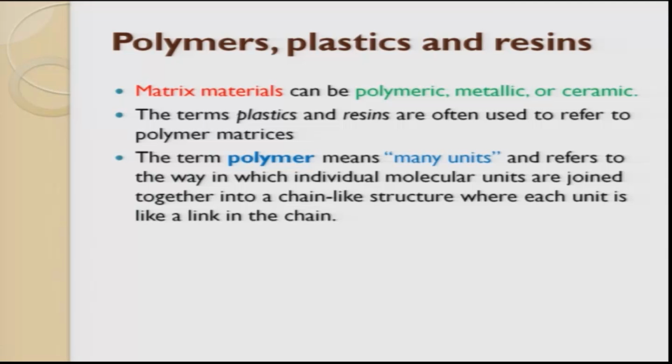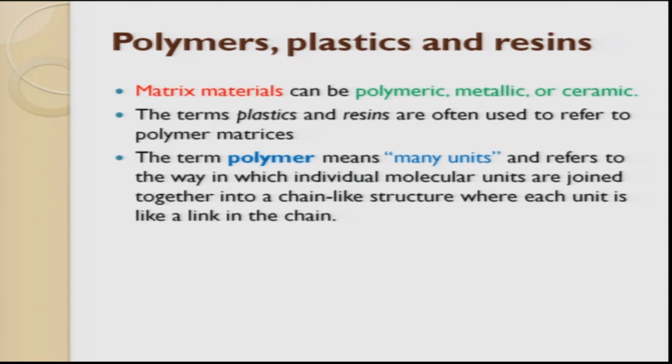So now let's get into polymer. Polymer is otherwise called plastics, and when it is used for fabrication, it is called resin. So the name polymer clearly tells that there are a lot of monomers joined together to form a polymer. So the matrix material can be polymer, metal or ceramics, but from now on for the next few lectures we will focus only on polymer matrix composite.